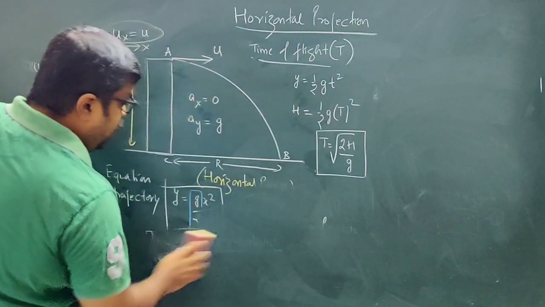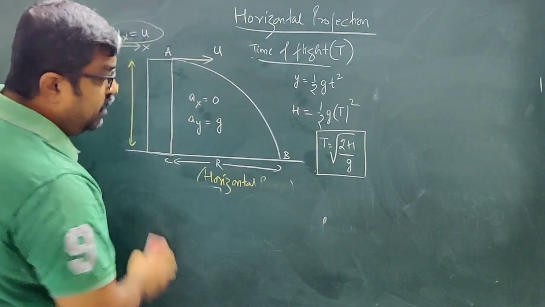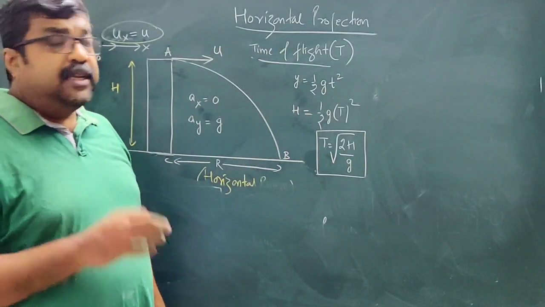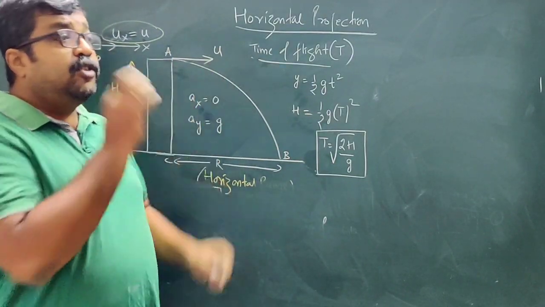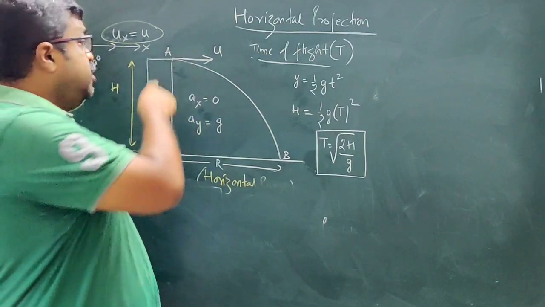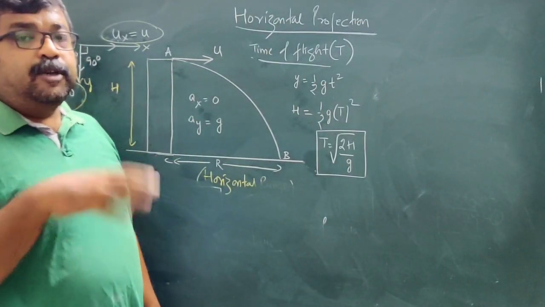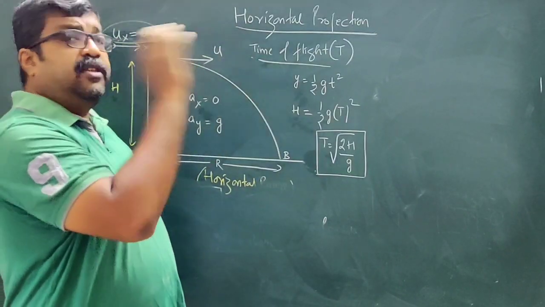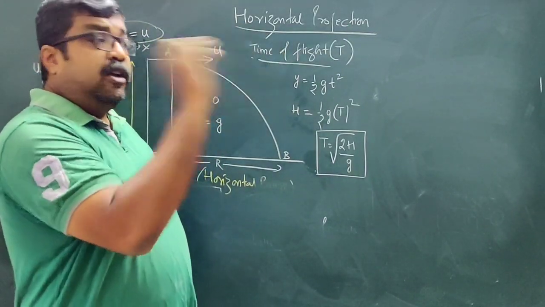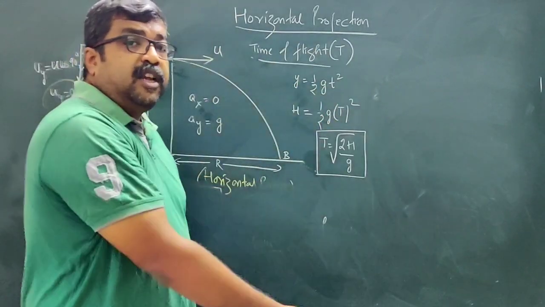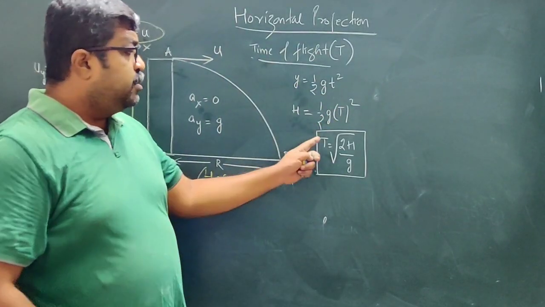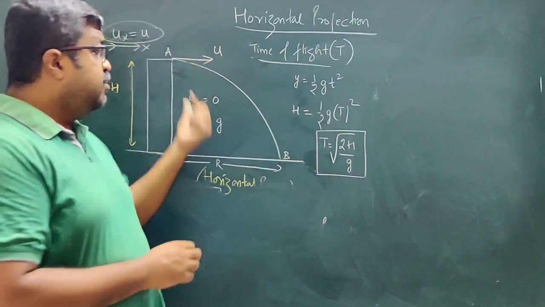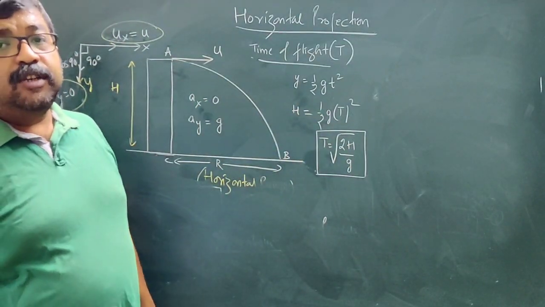As you can see, time of flight is equal to square root of twice h by g. So that means time of flight is independent of velocity of projection. It only depends on height. So from the top of a building, if you throw stones with different velocities in horizontal direction, all these stones will reach the ground in the same time, because time is dependent on h. Time is dependent on the height. Okay, it is independent of velocity of projection.